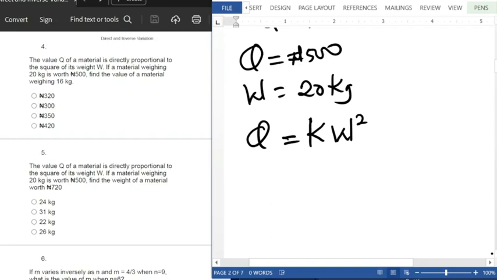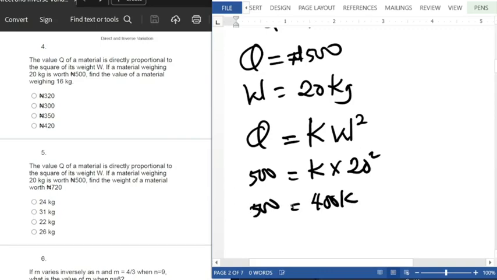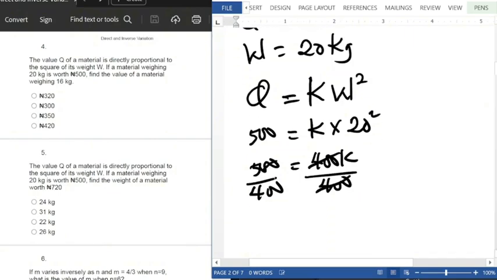So that's going to give us 500 equals K multiplied by 20 squared. 20 squared is 400, so this is 400K equals 500. Divide both sides by 400. So the value of our constant K equals 5 over 4. You can leave it like this.